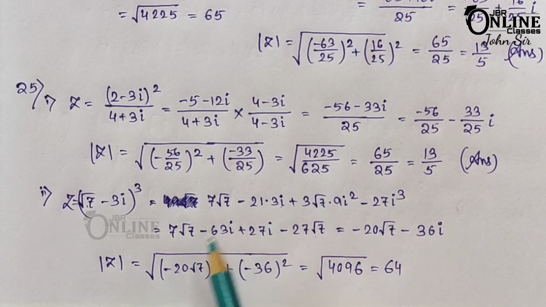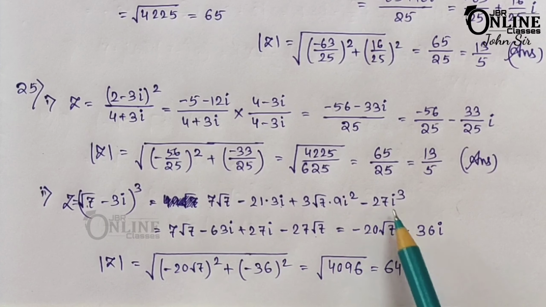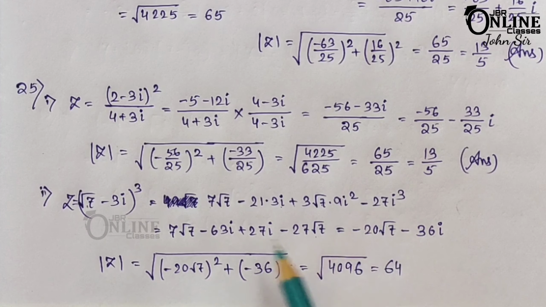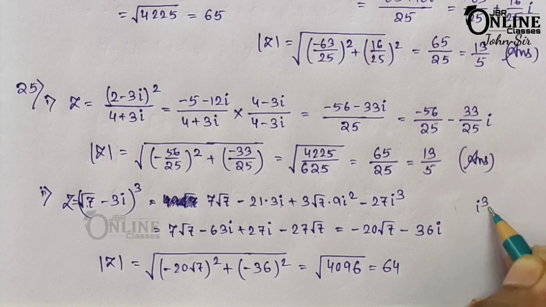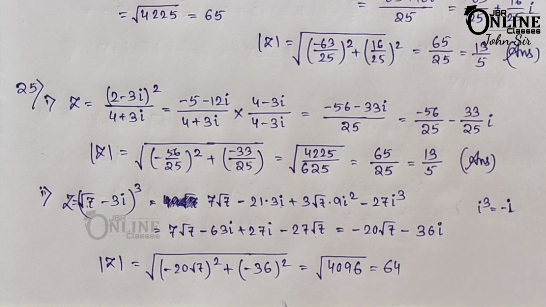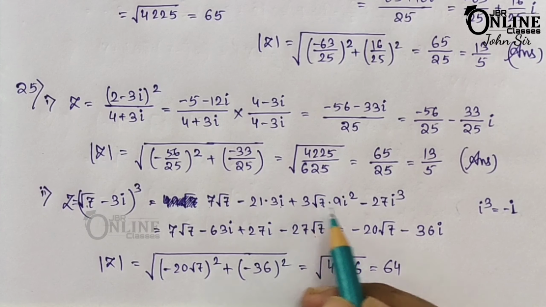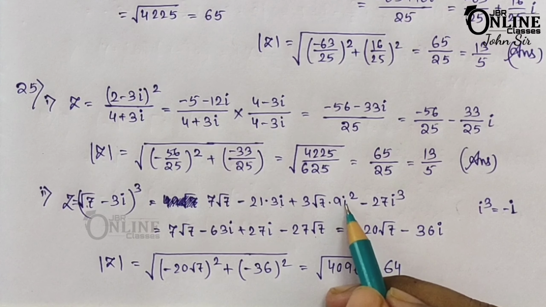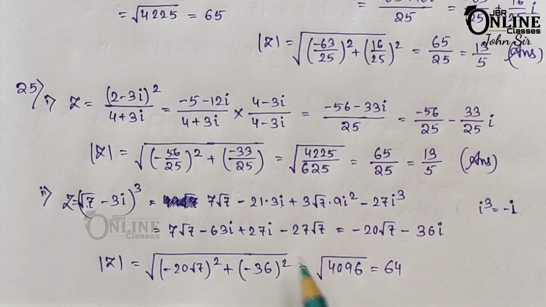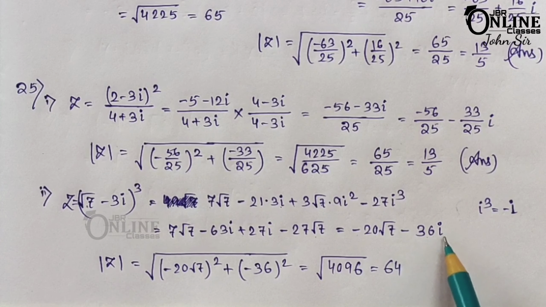So 27i cube. So 7 root 7 minus this one 63i, and as you know i cube equals minus 1, so it will be plus 27i. Sorry, not minus 1, minus i. Here i cube equals minus i. Okay, so now 3 into 9 is 27, then root 7, and iota square means minus 1, so it will be minus. So 7 root 7 minus 27 root 7 is minus 20 root 7, and this one will be minus 36i. Then mod z will be root over (minus 20 root 7) whole square plus (minus 36) whole square, that equals root over 4096, and that equals 64 as your answer.